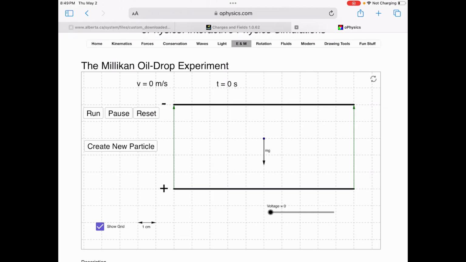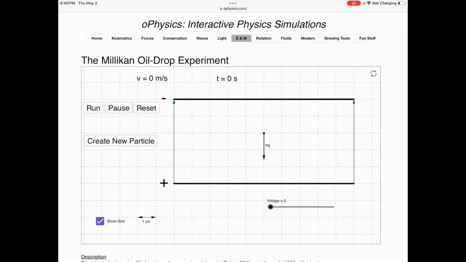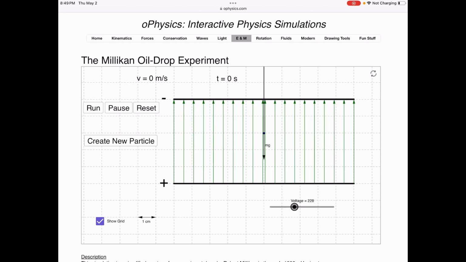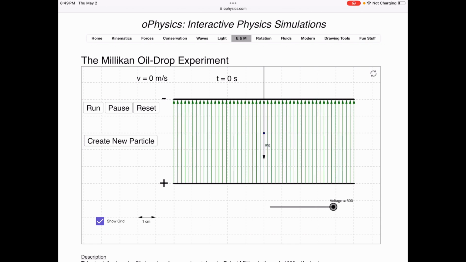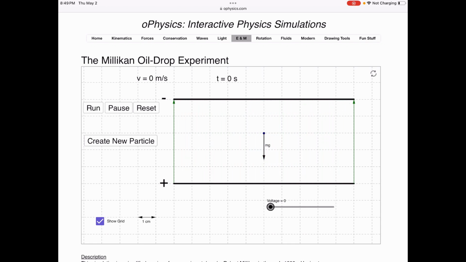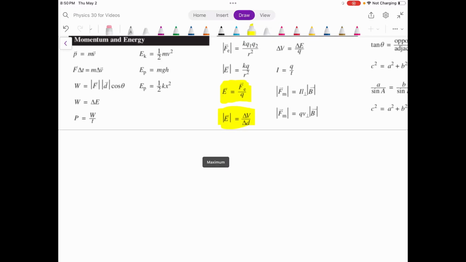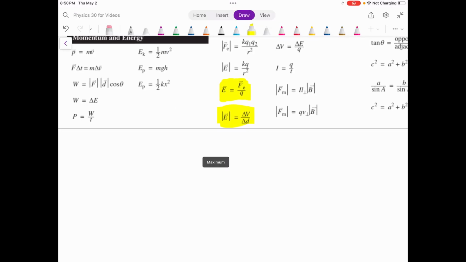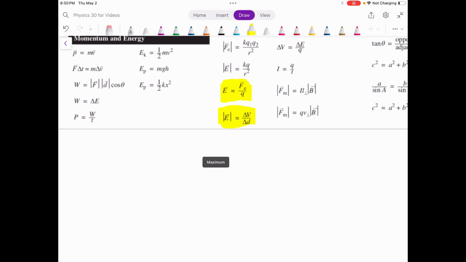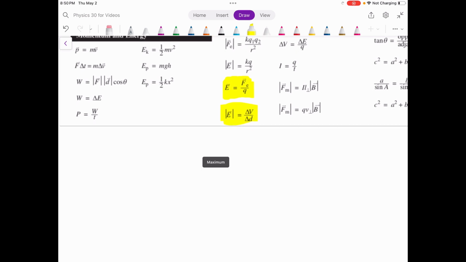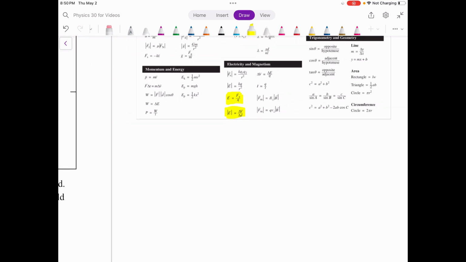Just to give a visual, here is a setup of the Millikan oil drop experiment. Notice I can adjust the voltage, and as we have a higher voltage, we have a stronger electric field. That checks out with the equation: the electric field is equal to the potential difference, or the voltage, divided by the distance between the two positions. Larger voltage in the numerator means a larger electric field. So it makes sense that increasing the voltage gives us a stronger electric field. And if you look at the equation right above it, a stronger electric field also corresponds to a larger electric force.